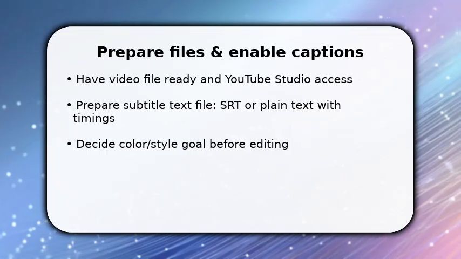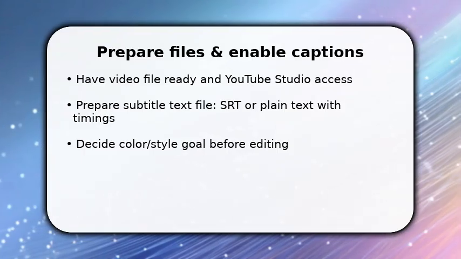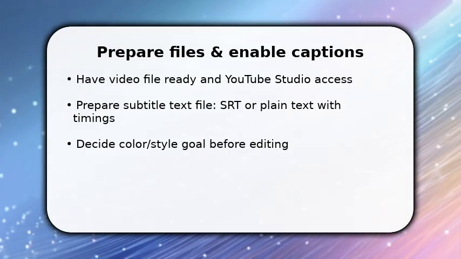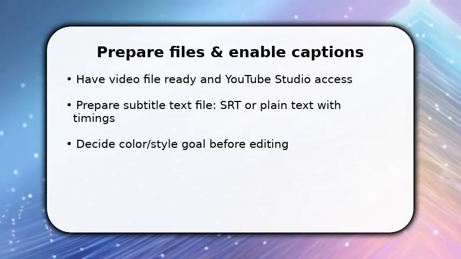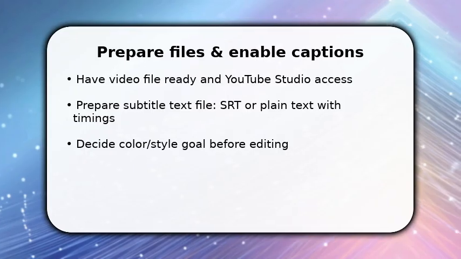You start by uploading your video and opening YouTube Studio Captions for that video. Once done, select the language and choose to add subtitles. You can upload an SRT or create new captions. Make sure your text timing matches speech.